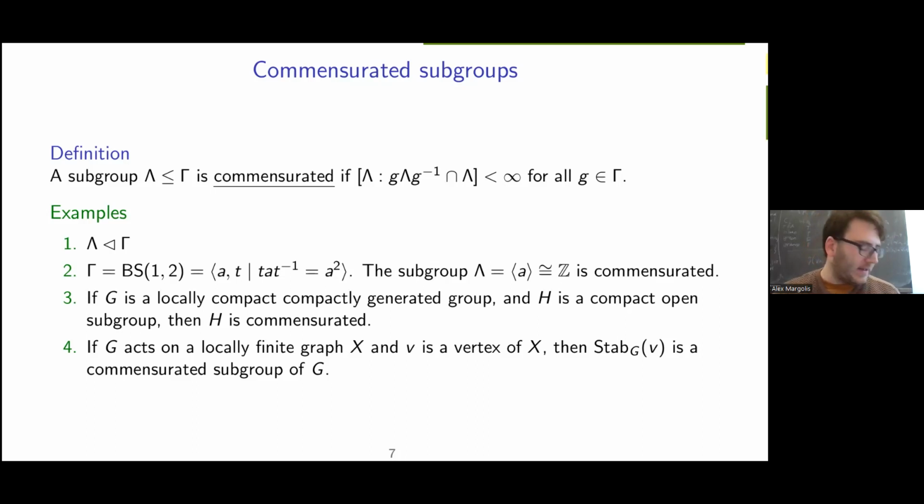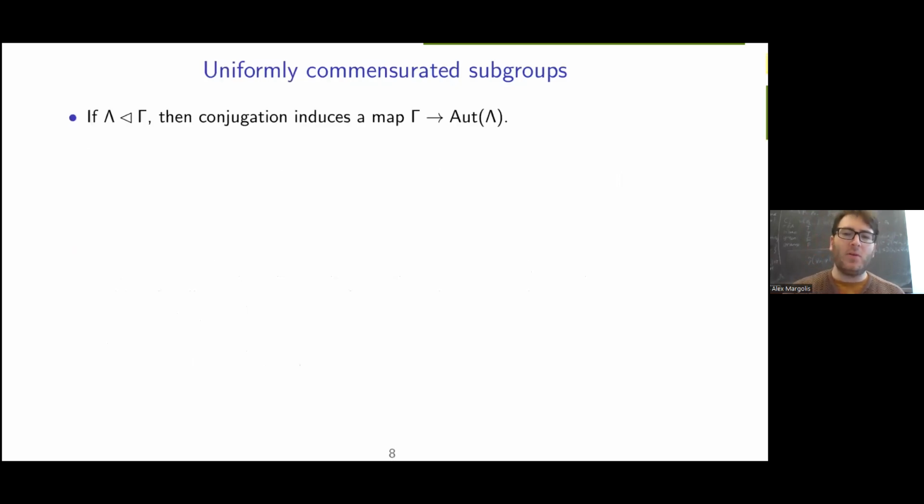And in order to talk about the main result, we need a slightly more refined notion than just a commensurated subgroup. We need something called a uniformly commensurated subgroup.